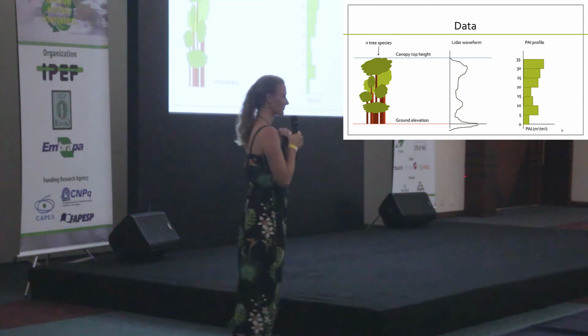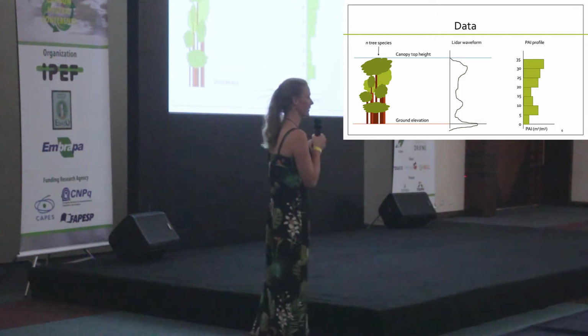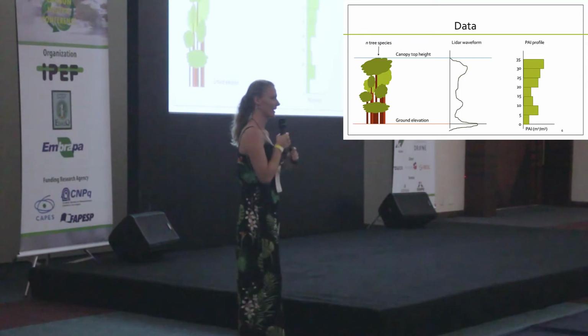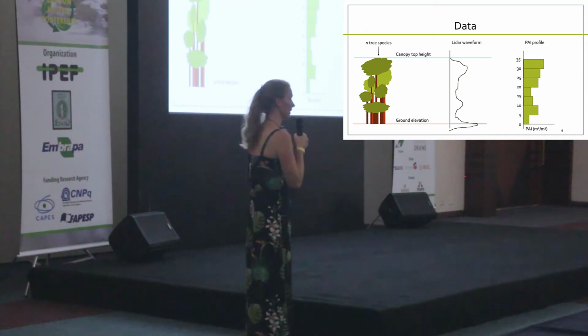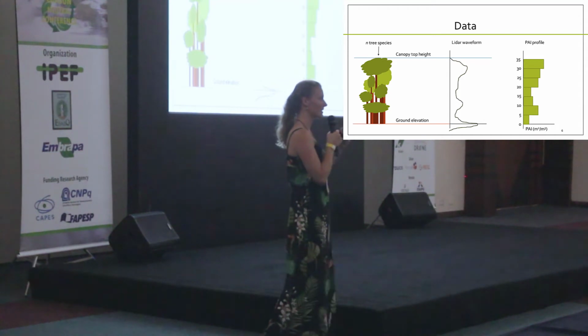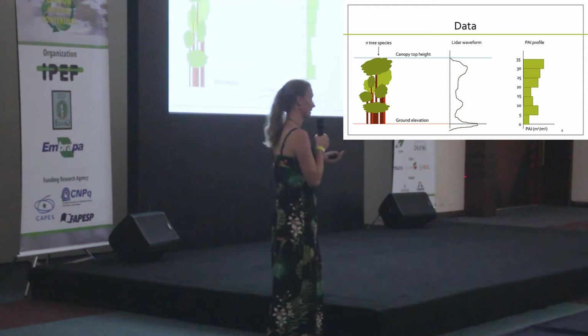The information that we use is canopy height derived from the waveform, and then we use the plant area index profile that Fabian was also talking about. Basically it gives you information on how much plant material there is in different vertical bins along the forest vertical axis.